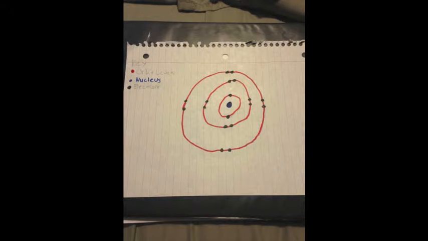Now drawing a Bohr's model, you can see the different orbit levels and the electrons that are on them. The electrons are circling the nucleus on their orbitals just like Bohr thought.